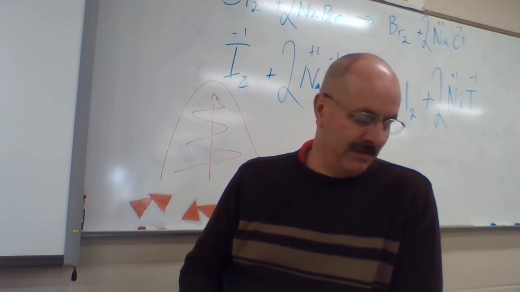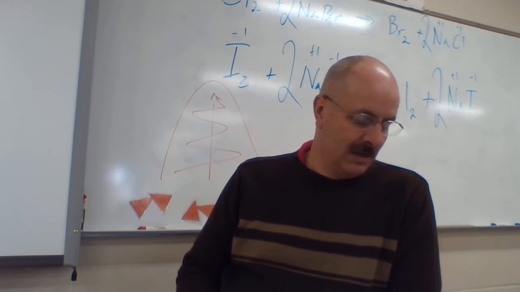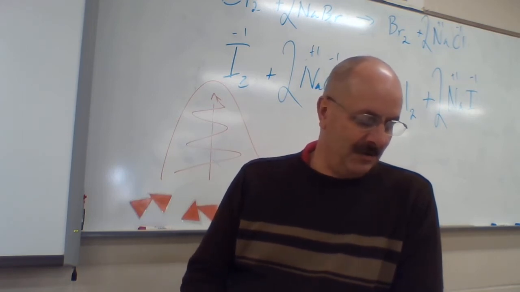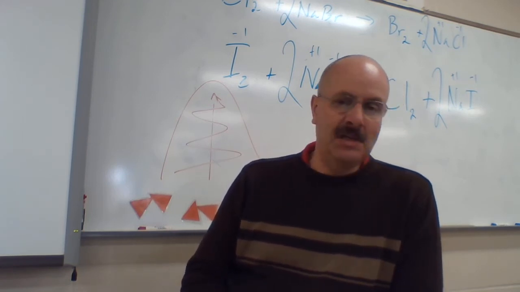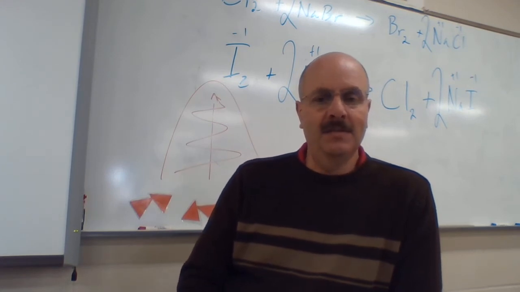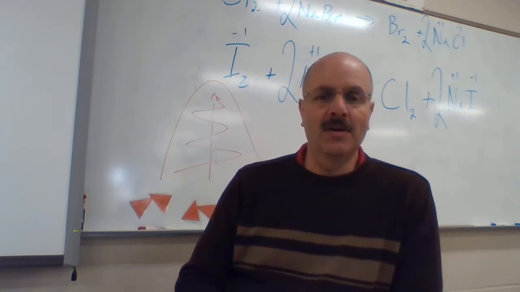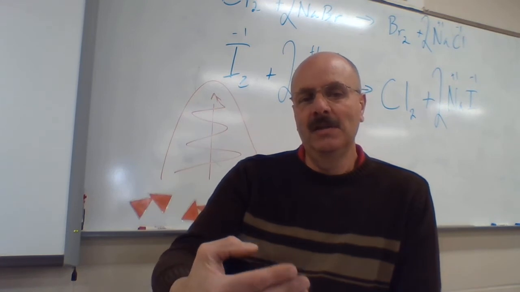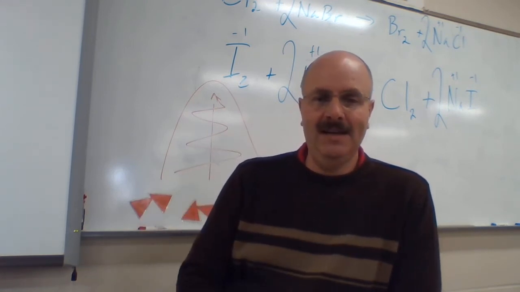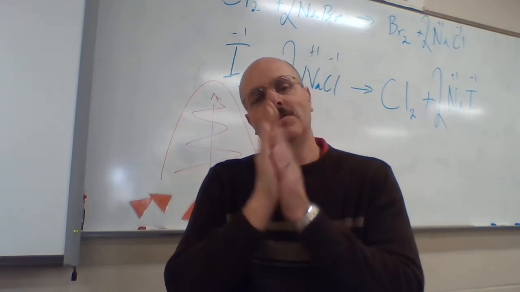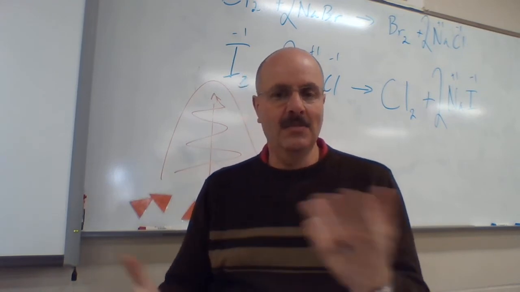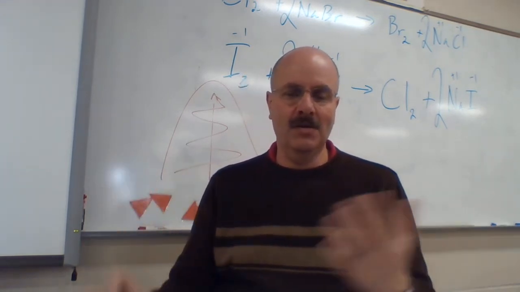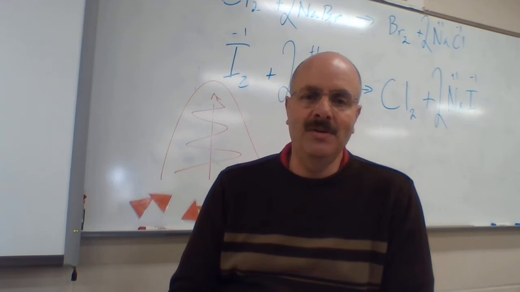Number 17, if machines make work easier, explain why most machines actually increase the amount of work you do in accomplishing a task. Well, remember, that's because there's friction present. So we're going to have to put a little bit more work into it so that we can get the work out on the other side, because we're going to lose some to friction and heat. If we could get rid of that, then work in would be work out, but we always have some friction present.